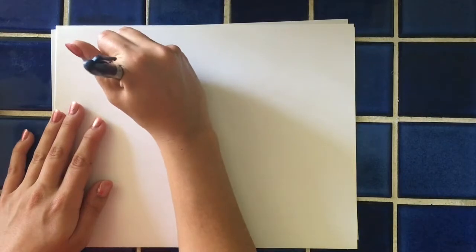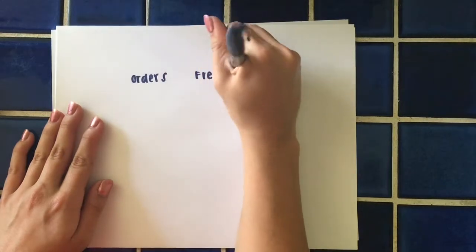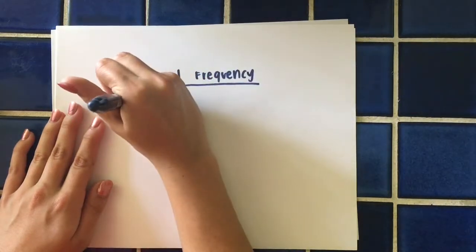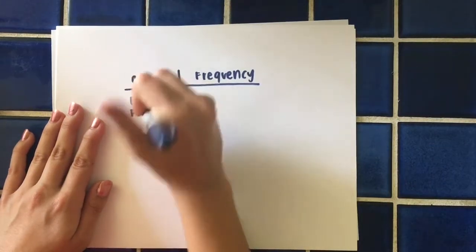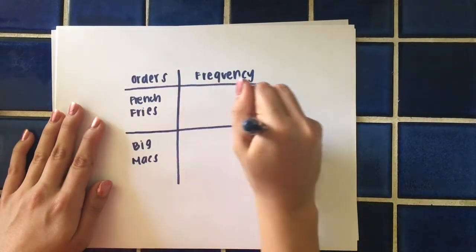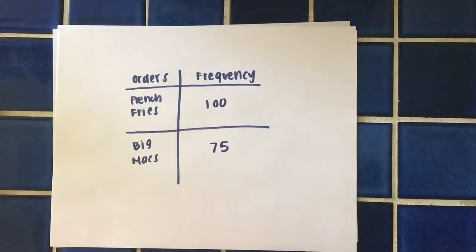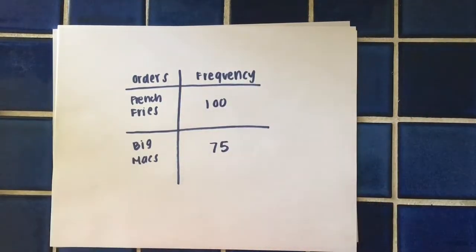So if we wanted to show our results on a frequency table, we could just do orders and the frequency. And let's do French fries and Big Macs. And we know that we sold 175. So that's how you would write the finished product on a frequency table.